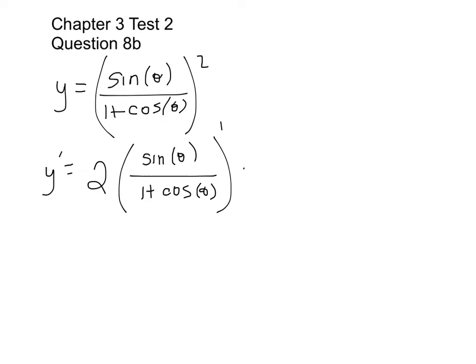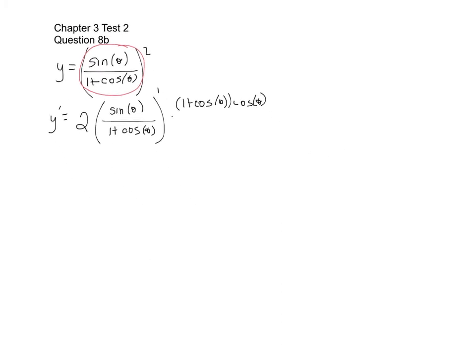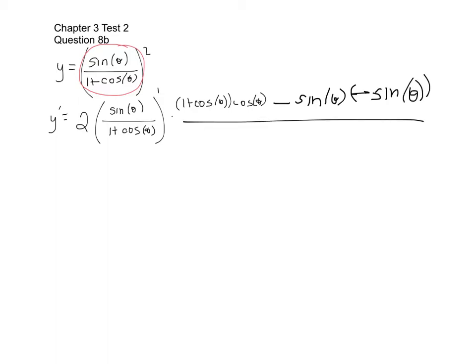Well, the inside is a quotient rule. So now I'm just finding this derivative, which says leave the bottom alone, times the derivative of the top. Well, the derivative of sine is cosine, minus leave the top alone, which is the sine, times the derivative of the bottom. Well, the derivative of 1 is 0. The derivative of cosine is minus sine, big old negative sign, all over the bottom squared.